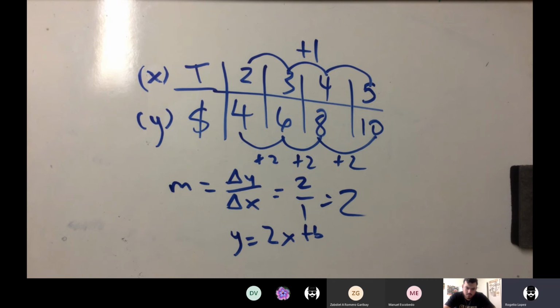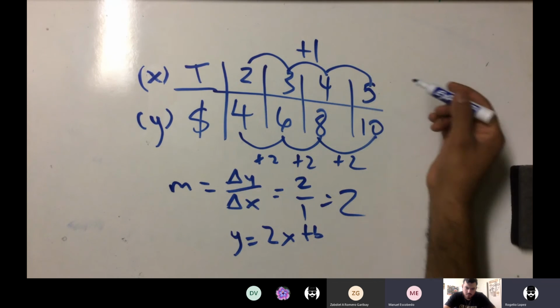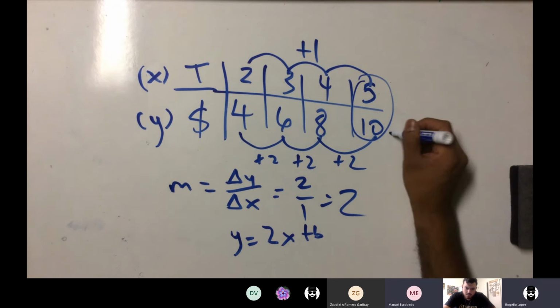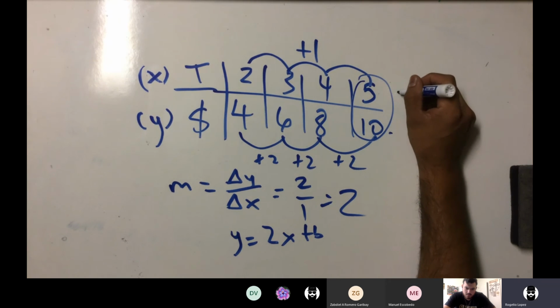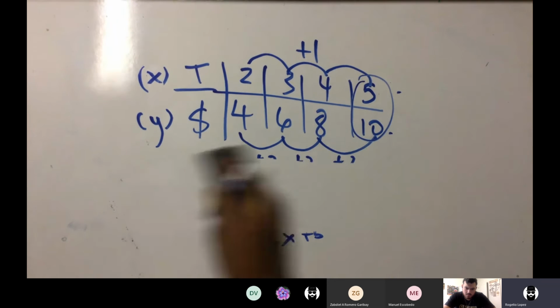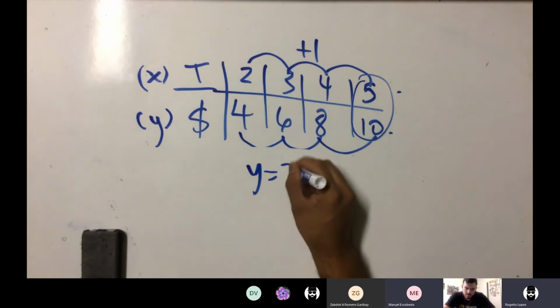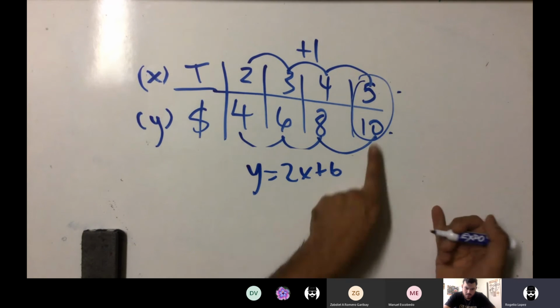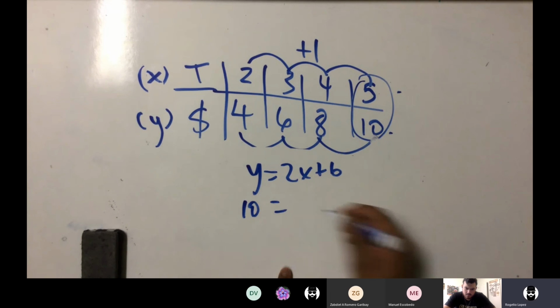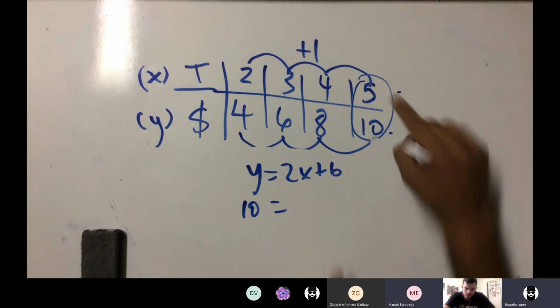All right, let me just switch my screen. Now I'm going to find out what my b is on this one. I'm going to pick a point on here. So let's say I pick this one right here. Here's my y, here's my x value. Let's make some room. I'm going to put y equals 2x plus b. My y value is going to be a 10, so I'm going to put 10, and my x value is going to be a 5 right there.